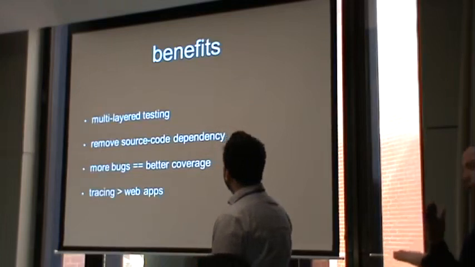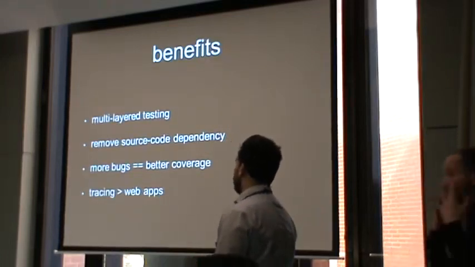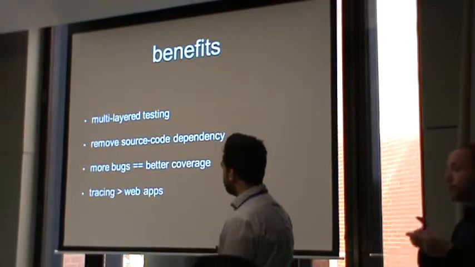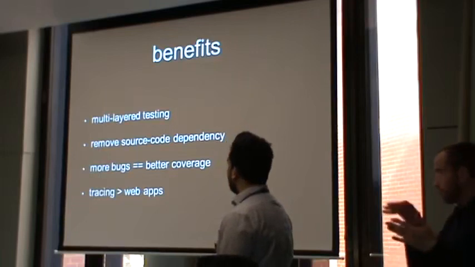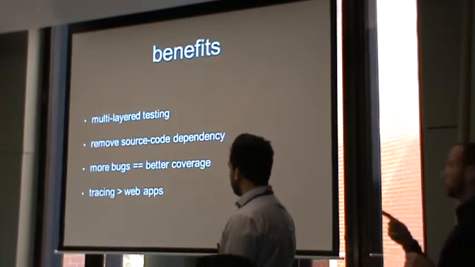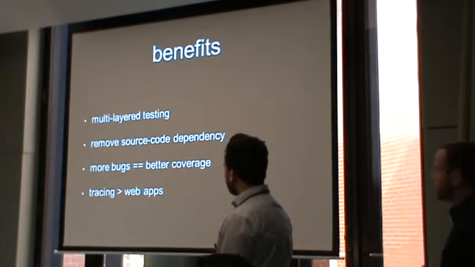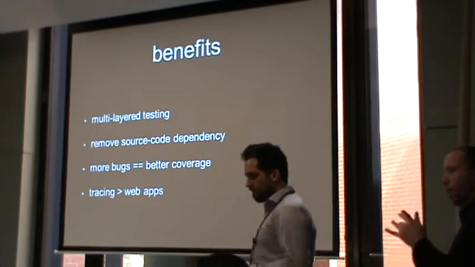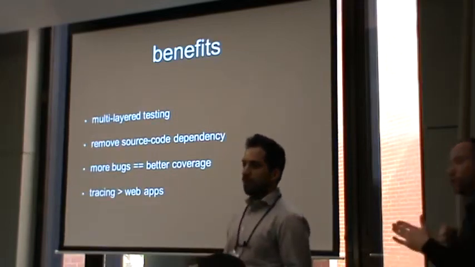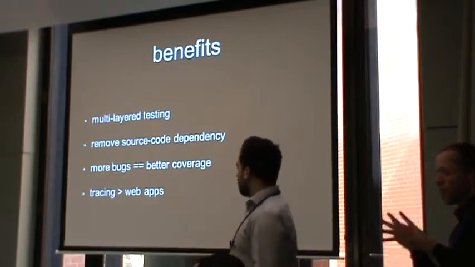The obvious benefit is this removes source code dependency, so if you haven't got source code at the time, you've still got some kind of grey box, more enlightened view as to what you are testing. More bugs is obviously equivalent to better coverage, hopefully, and tracing is bigger than web apps. Alright, so I've restricted this to web app testing, but there's absolutely no reason why you can't do something more sophisticated like network security tests.